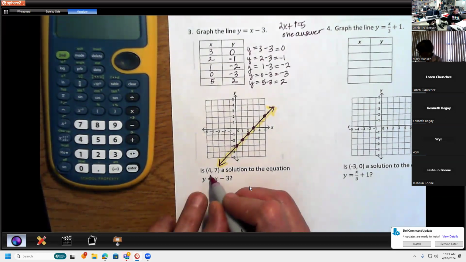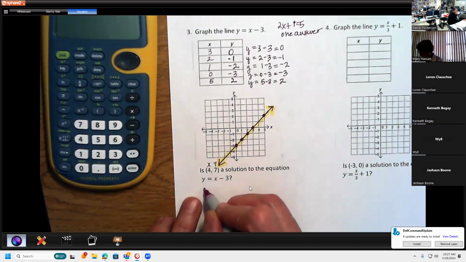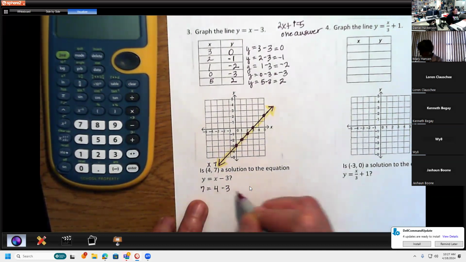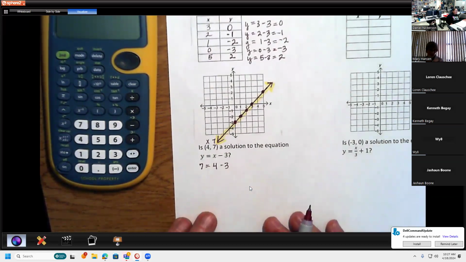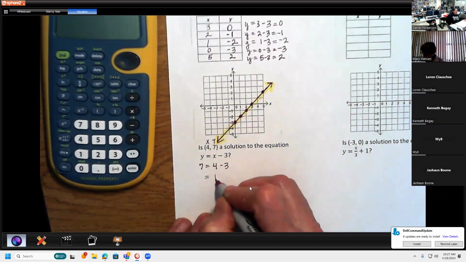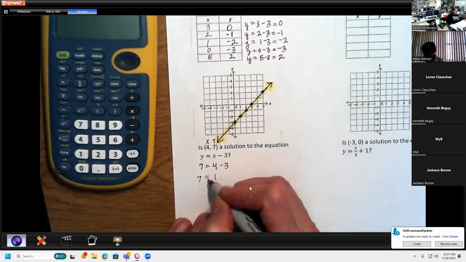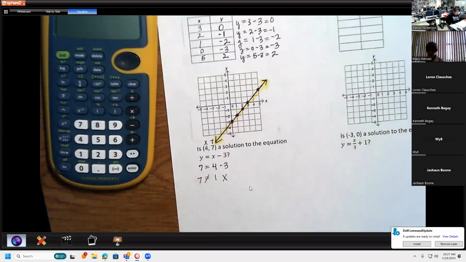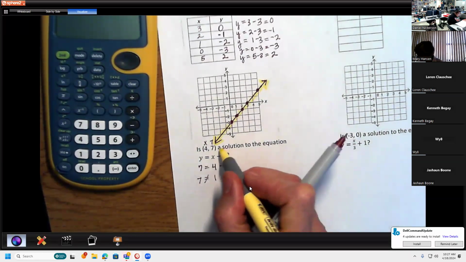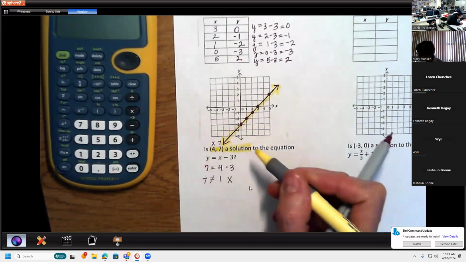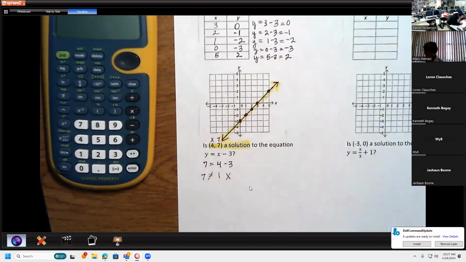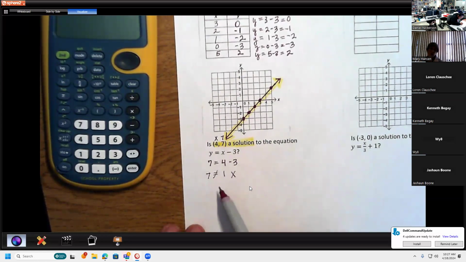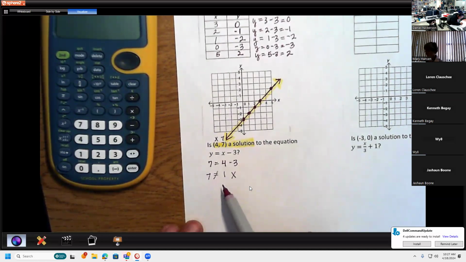You can say, okay, if 4 is x and 7 is y, that means if I put 7 in for y and 4 in for x, it should make a true statement. And 4 minus 3 is 1, and 7 is not equal to 1. So it's not a solution. Okay. So I want you to get this idea of this vocabulary of what makes a point a solution. One way a point is a solution is if you put the x in for x and the y in for y, that it makes a true statement, and this one does not.